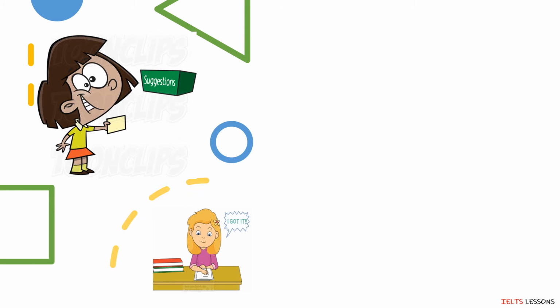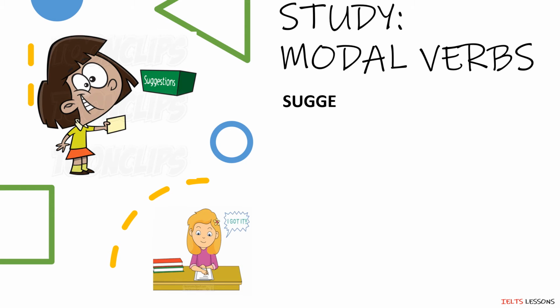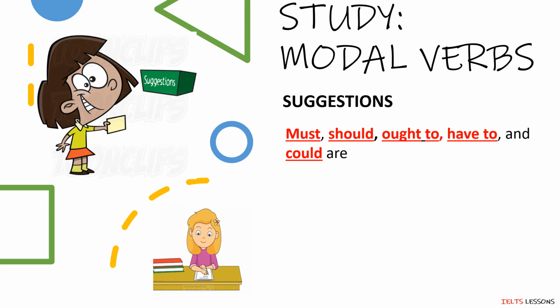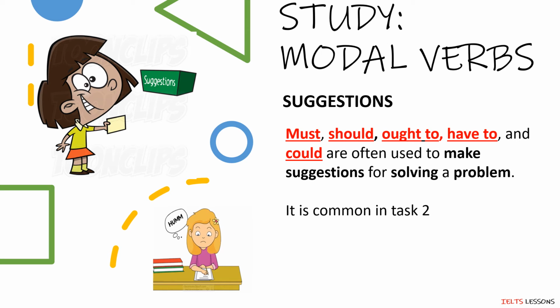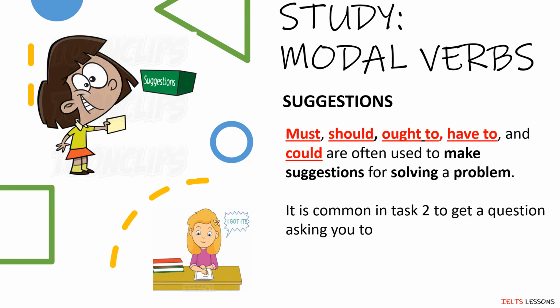Okay, so another set of modal verbs we can use in making arguments is the modal verbs of suggestion. The modal verbs here are must, should, ought to, have to, and could, which are often used to make suggestions for solving a problem. Now this is common in Task 2, to get a question asking you to discuss a problem and suggest some solutions.